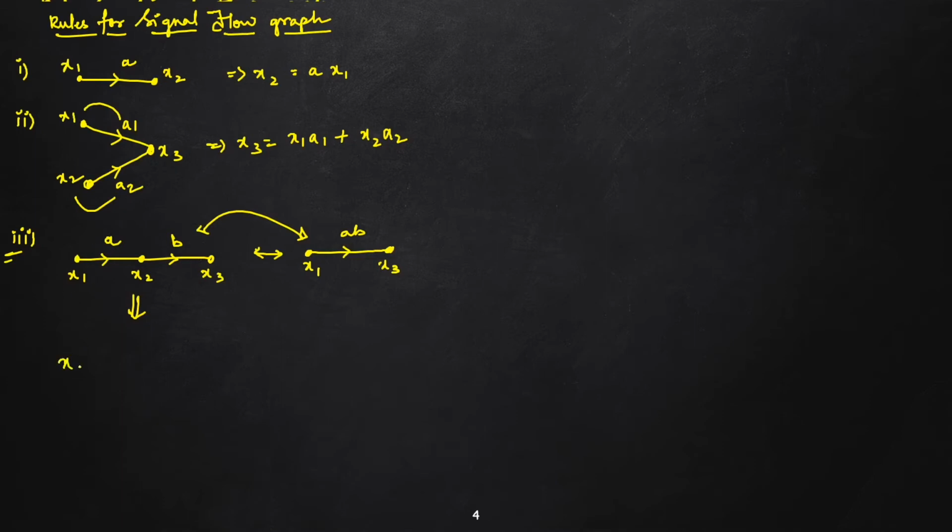x3 is nothing but the product of gains into the input node, that is ab x1. Here also, x3 is equal to the product of gain, ab, into x1. So here the output is the same, and here the output is the same. We already know that if the output is equal to that of the earlier case, then we can design the system in any convenient way as per our requirement. So this is rule number 3. And coming to rule number 4, we have two parallel signal flow graphs like this.